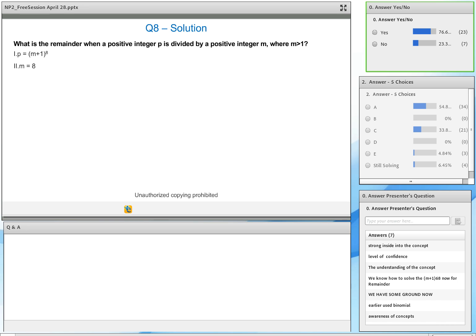What is the remainder when a positive integer p is divided by a positive integer m, where m is greater than 1? So I have to find the remainder of p divided by m, where m is greater than 1. Statement 1 says p is equal to m plus 1 raised to the power 8. Sorry, I have to find the remainder when p is divided by m.